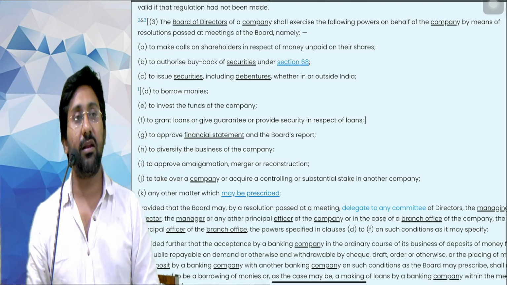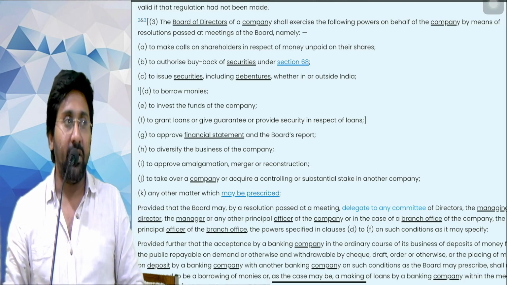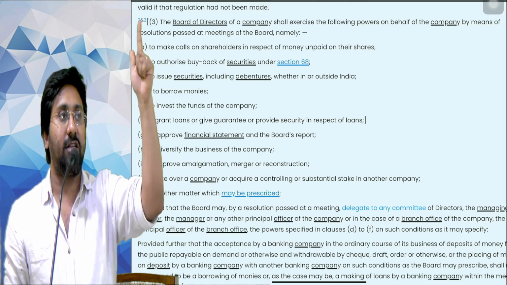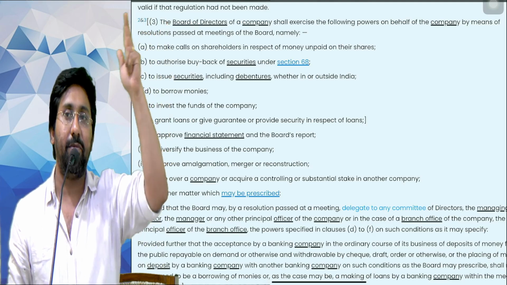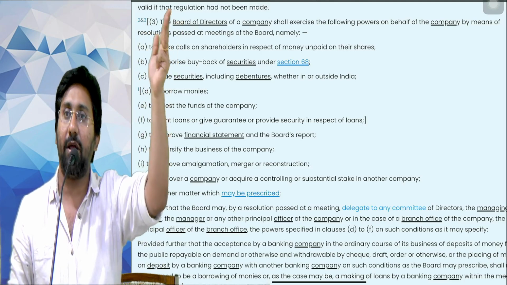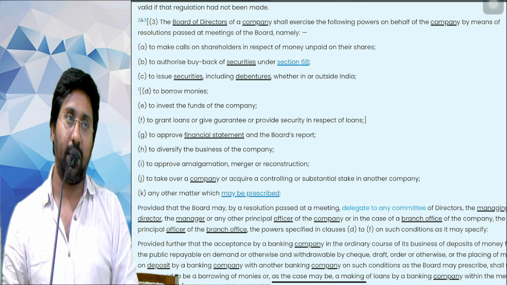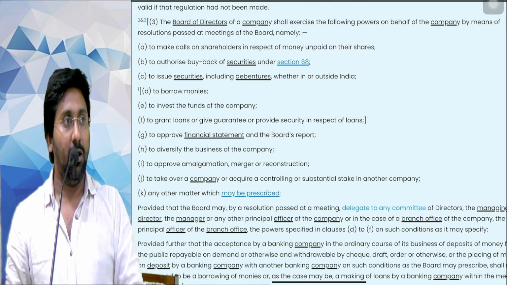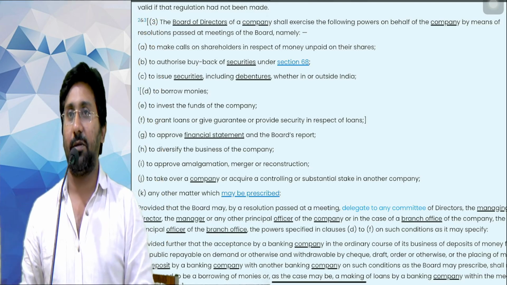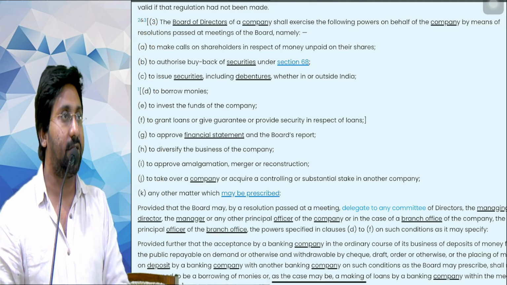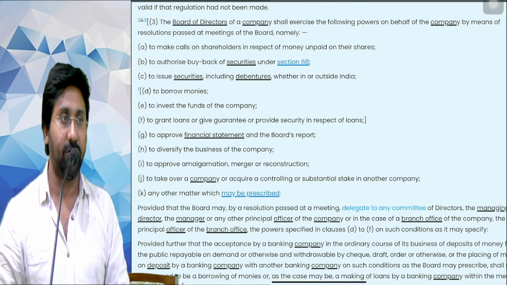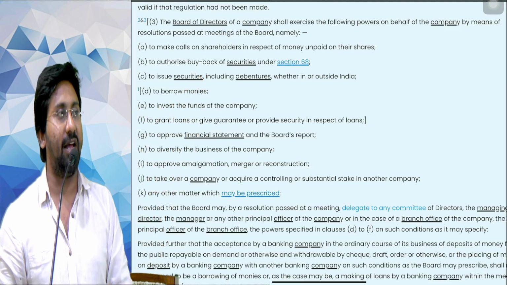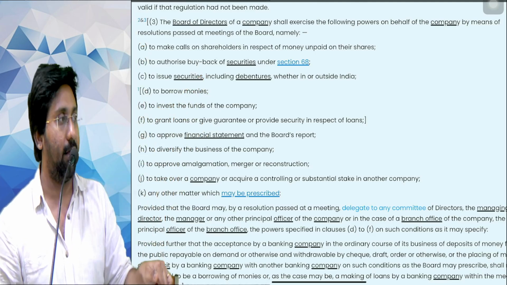How many are there? 11. Making calls on shares, authorization for buyback, issue of securities including debentures whether in or outside India. Next, borrow money, invest funds of the company, grant loans, give guarantee, provide any security in respect of a loan, approve annual financial statements, diversify the business, approve mergers and amalgamations, approve takeovers and controlling stakes in a company, and any other power as may be prescribed. A to K, how many powers are there?